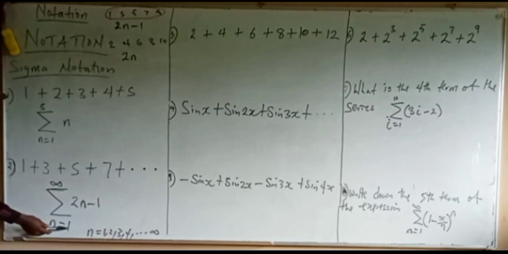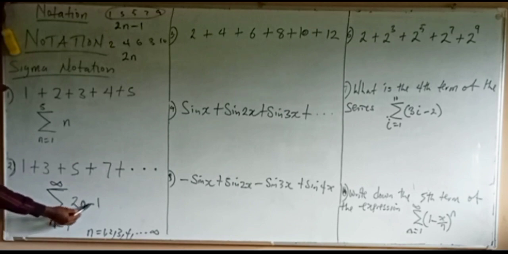So let's check. n equal to 1. Put 1 in here. 2 times 1, minus 1. That's 2 minus 1, which gives us 1. Thank God.